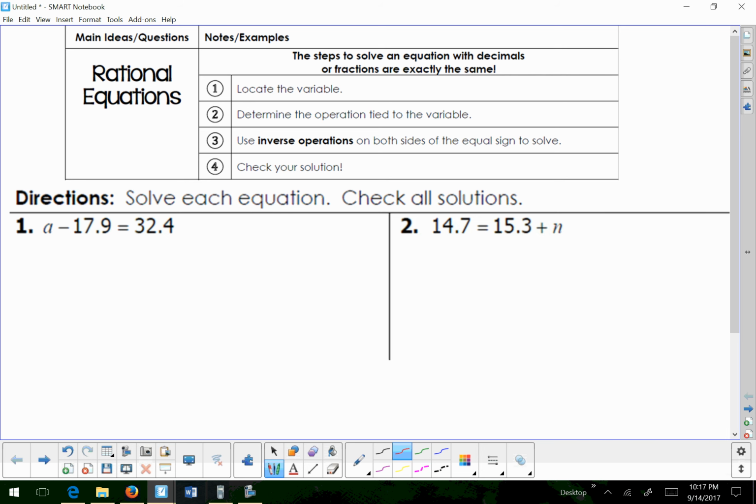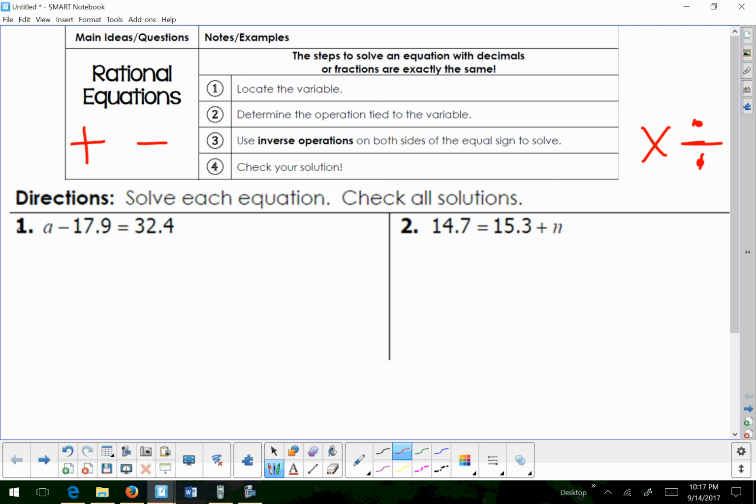A look at solving some one-step equations that contain rational numbers. Now remember these rules from the other day of how to solve a one-step equation. Locate the variable, determine the operation tied to the variable. So remember there's only four operations: addition and subtraction, and multiplication and division. So when solving an equation, you always have to use an inverse operation. And don't forget to do it on both sides of the equal sign.